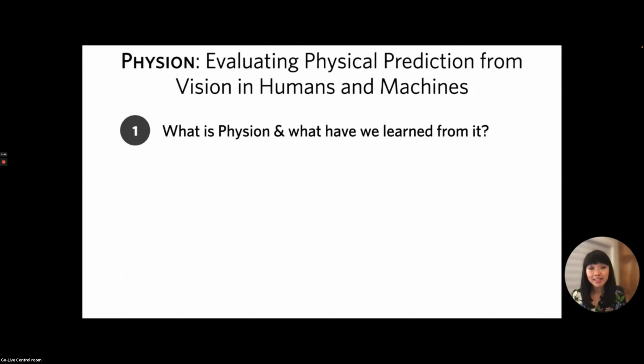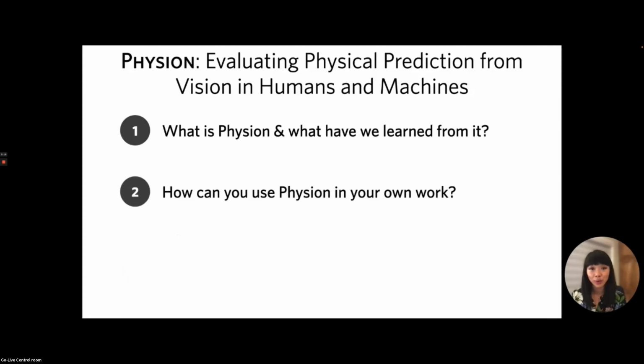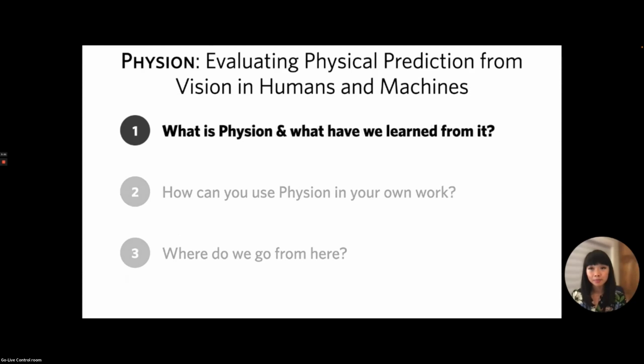The goal of my talk today is to tell you, first, what Physion is and what we learned by using it. Next, I'll show you some tools that our team developed to make it easier for you to use Physion in your own work. And finally, I'll close by sharing with you where we're headed next towards tackling some of the major outstanding challenges at the intersection of computer vision, AI, and cognitive science.